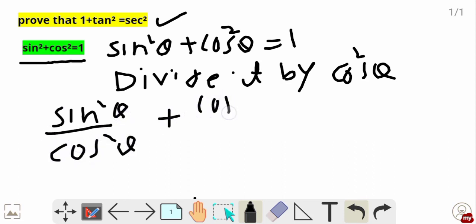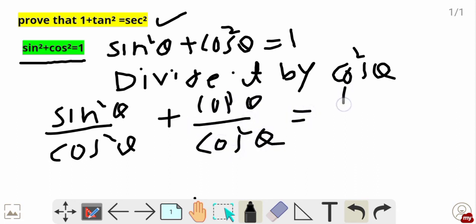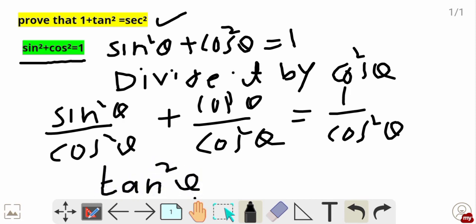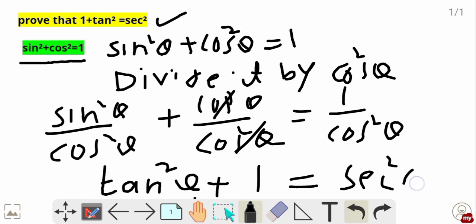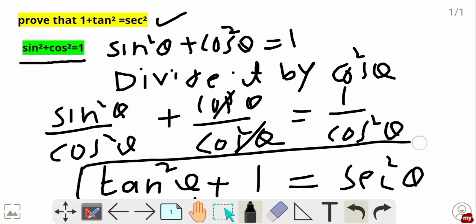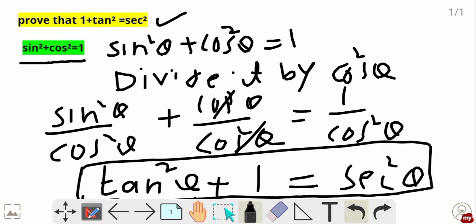cos square theta. So divide it by cos square theta, we can get, so cos square theta divided by cos square theta is equal to 1 by cos square theta. So sine over cos is equal to tan, so it will become tan square theta. So now this will be cancelled, and 1 is equal to, as we know, 1 over cos is equal to secant square theta. So hence it is proved. So guys, this is our proof.